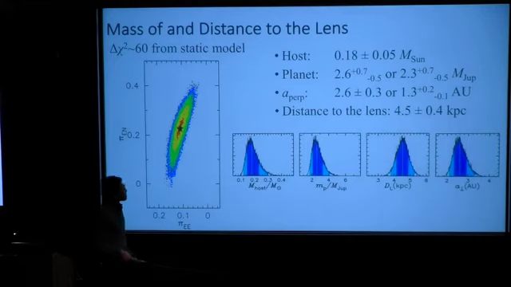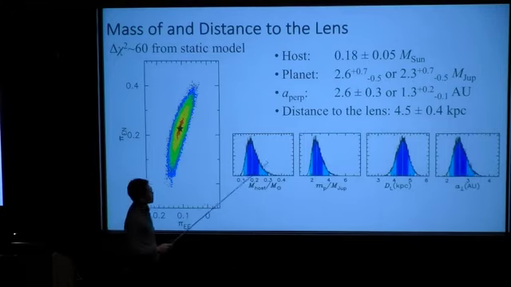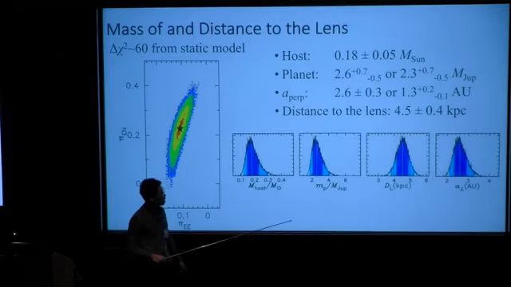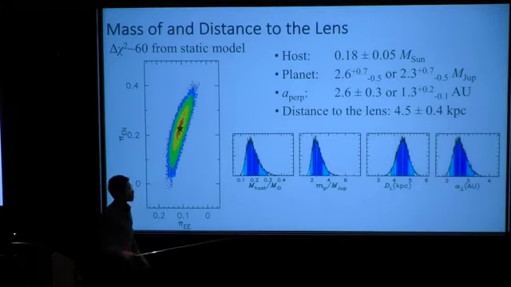Such a massive planet around a low mass star is difficult to form based on the core accretion model, but maybe not too difficult, I don't know.